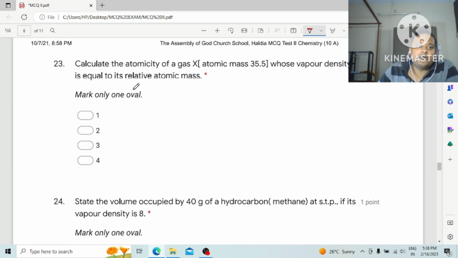Atomicity, whose vapor density equals relative atomic mass. Molecular weight equals 2 into vapor density. Now vapor density equals atomic mass, so 2 into atomic mass is the molecular weight. So the atomicity is 2. What is atomicity? The number of atoms present per molecule.